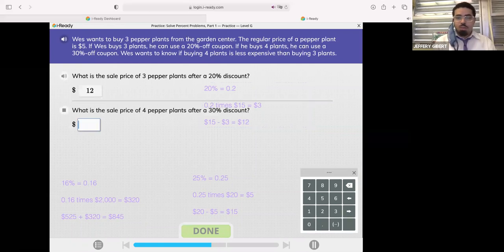What is the sale price of 4 pepper plants after a 30% discount? All right, DeAndre, how much are 4 pepper plants? How much are 4 pepper plants? 20. This time we got a 30% discount. So what is 30% as a decimal? All right, 0.3. So then how do you find 30% of 20?